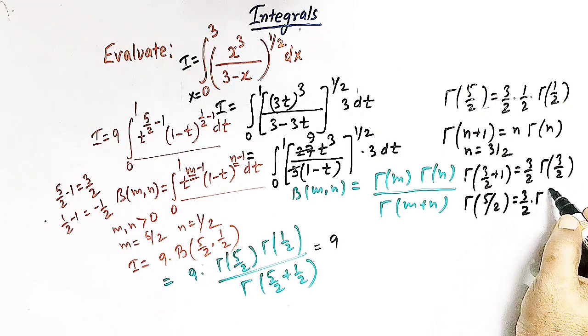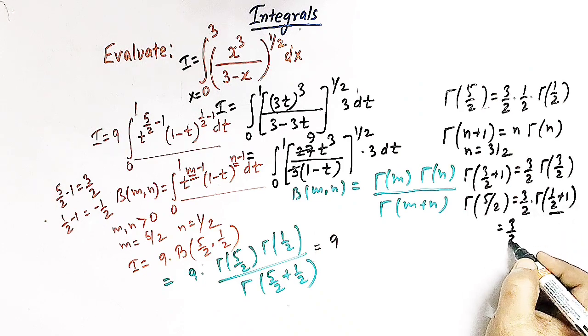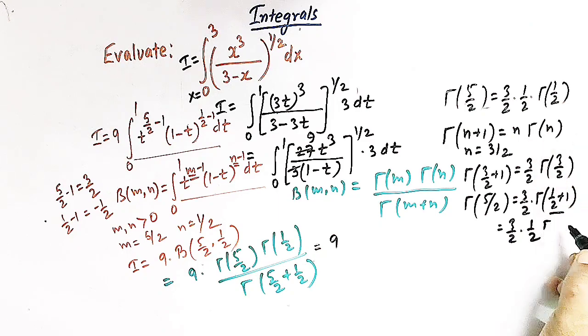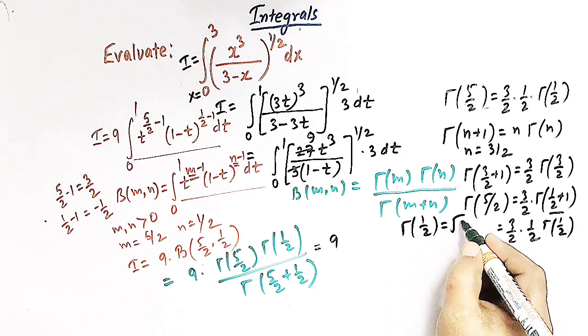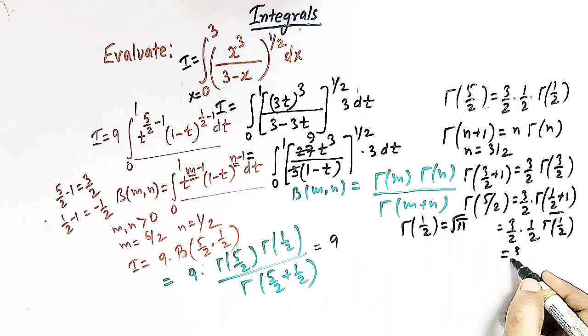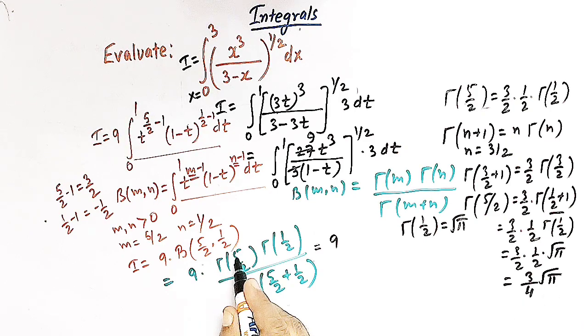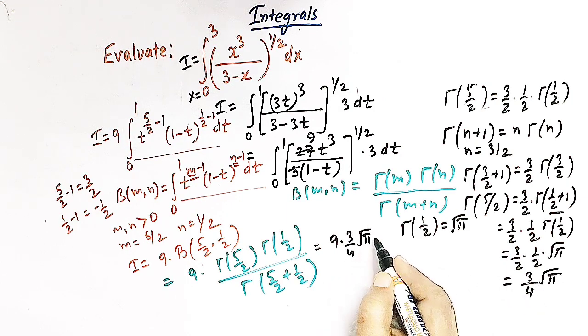Gamma 3 by 2 can also be written as half plus 1. So again, applying this rule to gamma half plus 1, we can write 3 by 2. Then we have half, that is n times gamma n. So here we have gamma half, right? And gamma half is equal to square root of pi. So here we have 3 by 2 times half times square root of pi. So this is 3 by 4 times square root of pi.